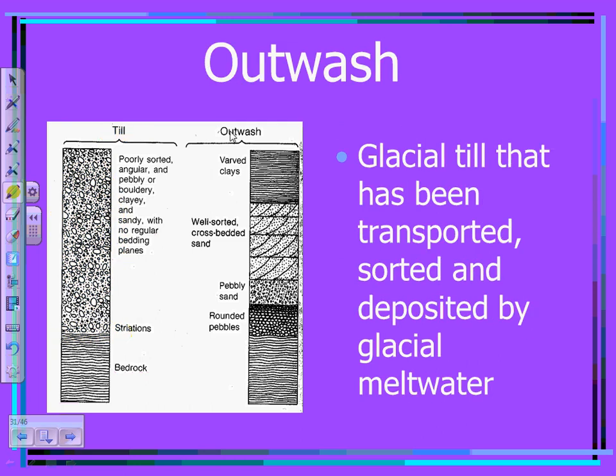Outwash, on the other hand, is glacial till that has been transported, sorted, and deposited by glacial meltwater. Again, where there was water, either under the glacier or at the terminus of the glacier, the water sorted this material. And you can see here that we've got different varieties of clay. It's well sorted and cross-bedded. Cross-bedded means that it formed these different beds. We've got it organized by the weight of the material, pebbly sand, and then finally the rounded pebbles on top of the bedrock.